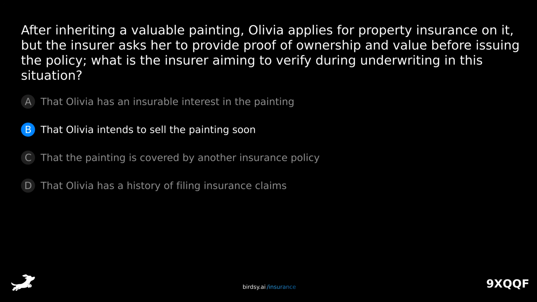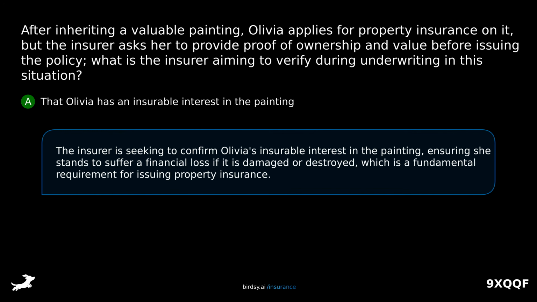B, that Olivia intends to sell the painting soon? C, that the painting is covered by another insurance policy? Or D, that Olivia has a history of filing insurance claims? The correct answer is A, that Olivia has an insurable interest in the painting. The insurer is seeking to confirm Olivia's insurable interest in the painting, ensuring she stands to suffer a financial loss if it is damaged or destroyed, which is a fundamental requirement for issuing property insurance.